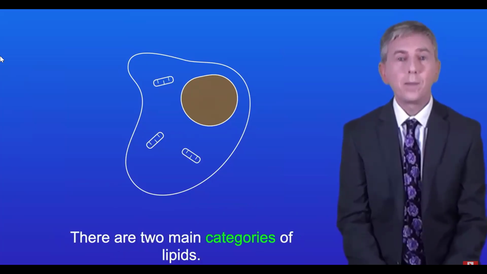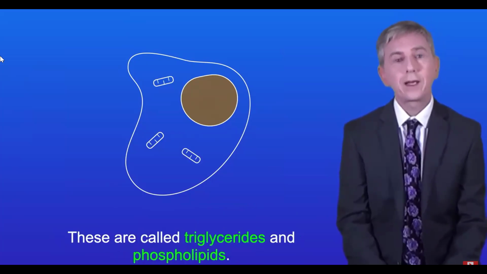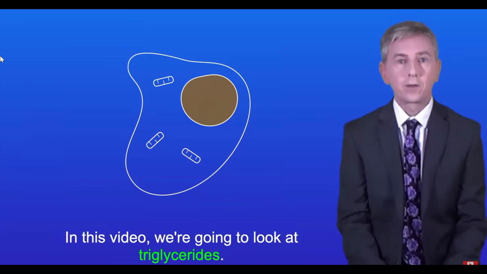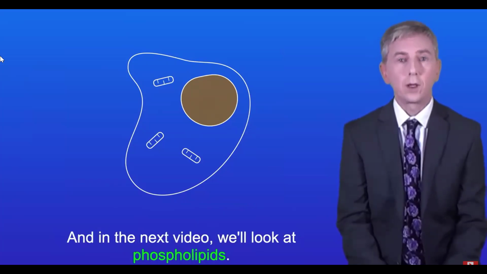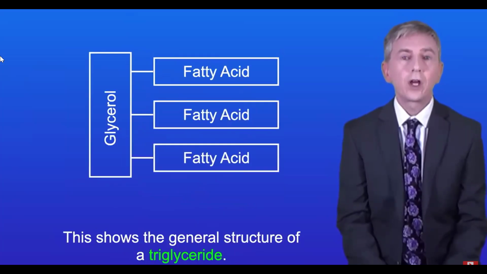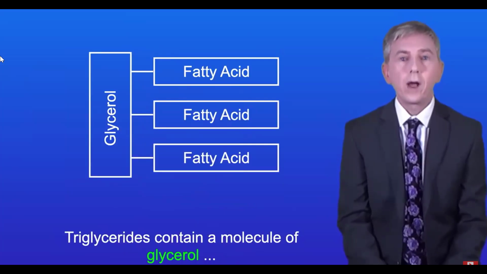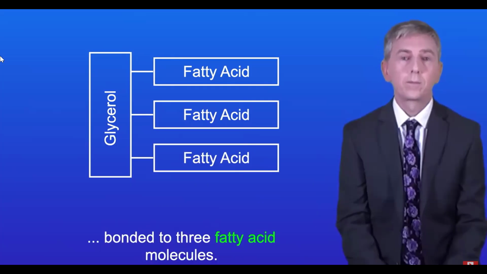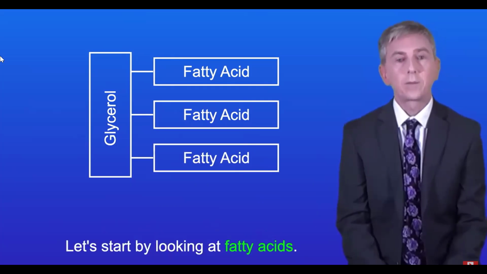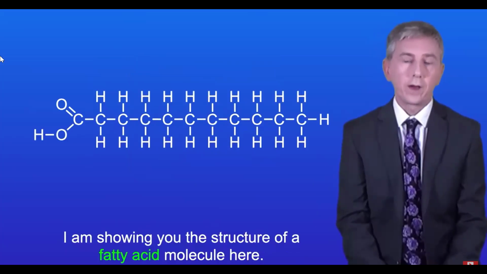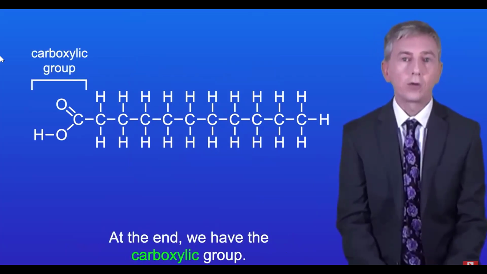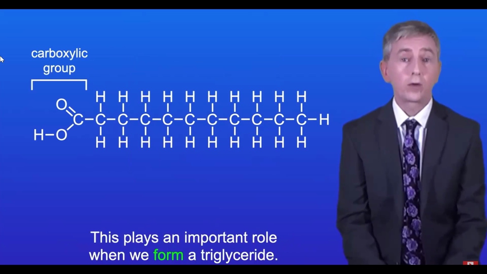Now, there are two main categories of lipids. These are called triglycerides and phospholipids. In this video, we're going to look at triglycerides, and in the next video, we look at phospholipids. This shows the general structure of a triglyceride. Triglycerides contain a molecule of glycerol bonded to three fatty acid molecules. So let's start by looking at fatty acids. I'm showing you the structure of a fatty acid molecule here. Now, there are two key parts to fatty acid molecules. At the end, we have the carboxylic group, and this plays an important role when we form a triglyceride.